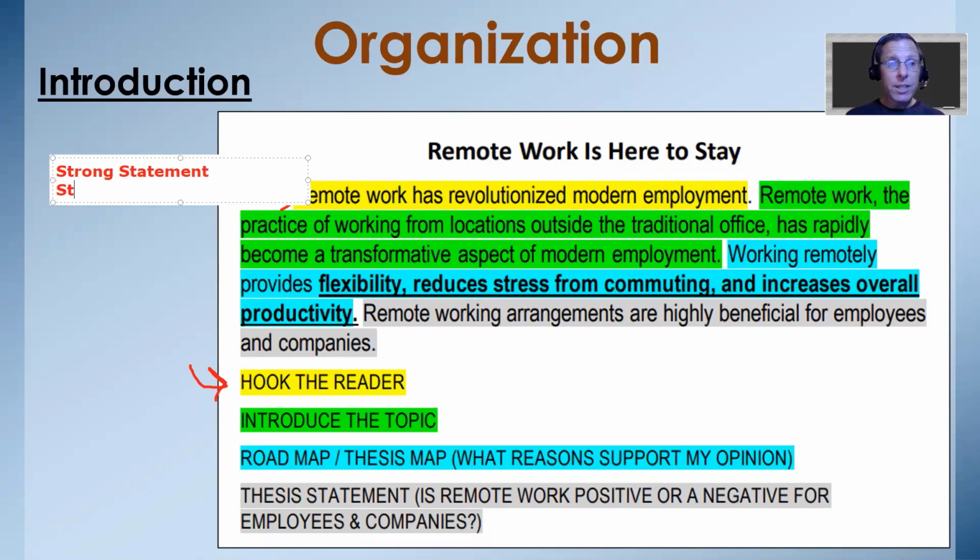Another strategy is an interesting statistic. Or we can choose to ask a question to the reader. Now, if you're writing in a very formal context, you're going to want to avoid asking a question because you don't want to speak directly to the reader in a very formal academic writing context. But for the purposes of our class, that's an acceptable way to engage the reader.